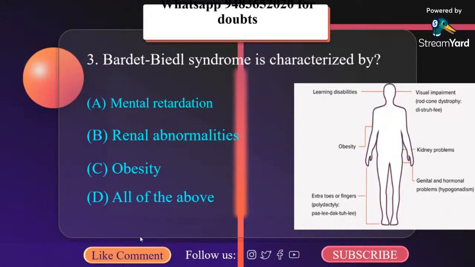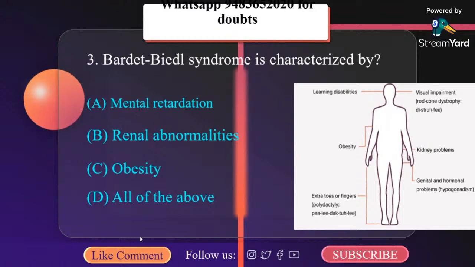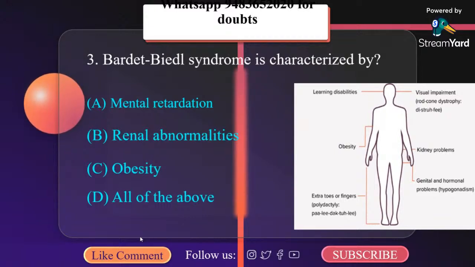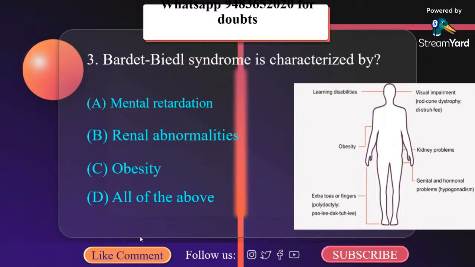From the figure you can see in Bardet-Biedl syndrome there is learning disabilities, visual impairment, that is rod cone dystrophy, obesity, kidney problems, genital and hormonal problems, that is hypogonadism, extra toes or fingers, polydactyly.